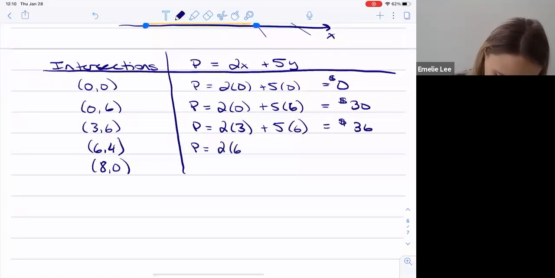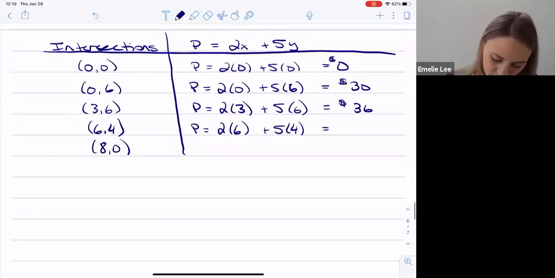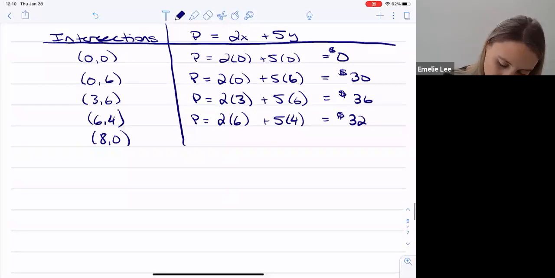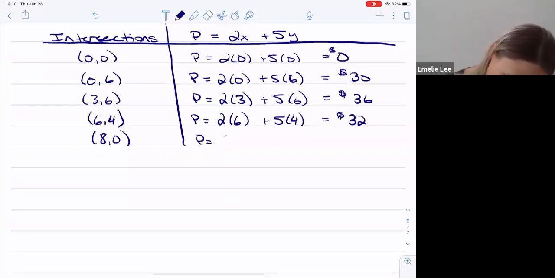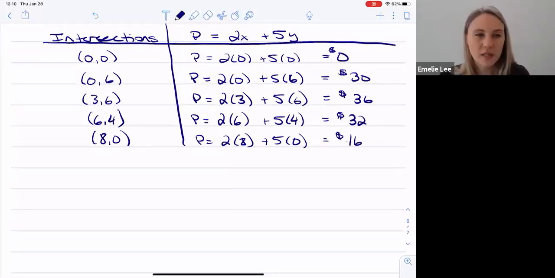So 2 times 6 plus 5 times 4. 12 plus 20. Let me just confirm that. I don't want to screw things up here. 32, good. And then 2 times 8 plus 5 times 0. It's going to be 16.